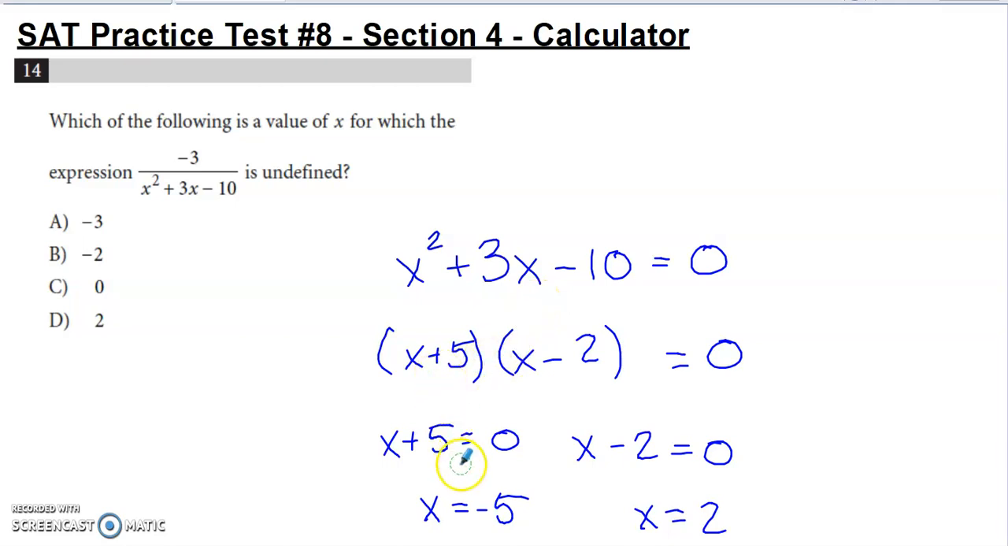I set each factor equal to 0. I get one x value that makes this fraction undefined as negative 5, and a second x value that makes this fraction undefined as positive 2. Negative 5 is not in the list. Positive 2 is.